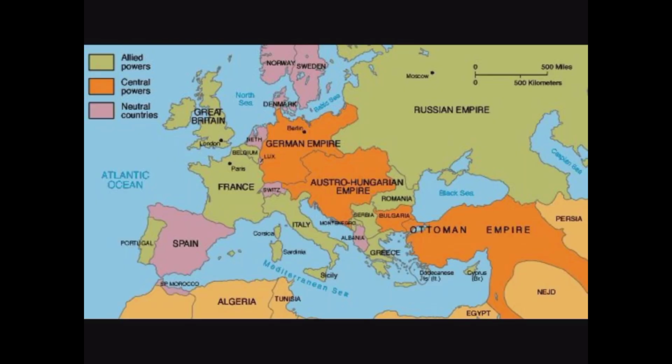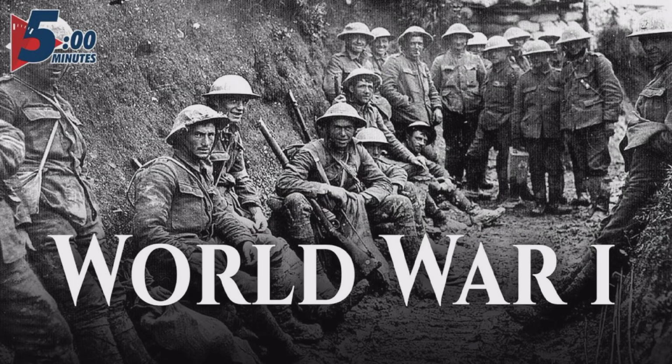The Treaty of Versailles, which was signed at the end of the war, imposed heavy reparations on Germany and created the League of Nations, an international organization designed to prevent future wars.